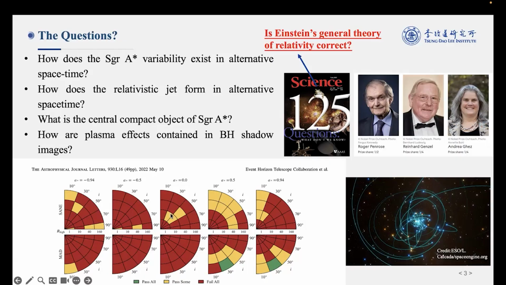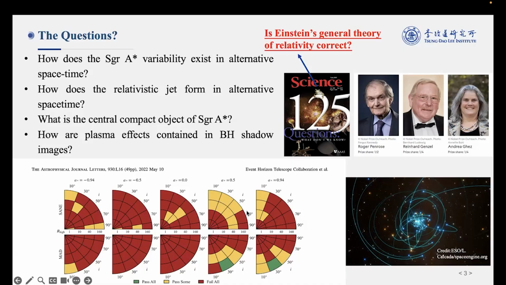All of these GRMHD models are tested with 11 EHT constraints from Sagittarius A star. Red means all of the constraints have failed, and yellow means some of the constraints have passed. Interestingly, if you remove the variability constraint I talked about, none of the models pass. All of the GRMHD models are failing. But if you remove the variability constraint, then only two models pass, which is shown by the green color here. And these two green ones show a very highly spinning black hole.